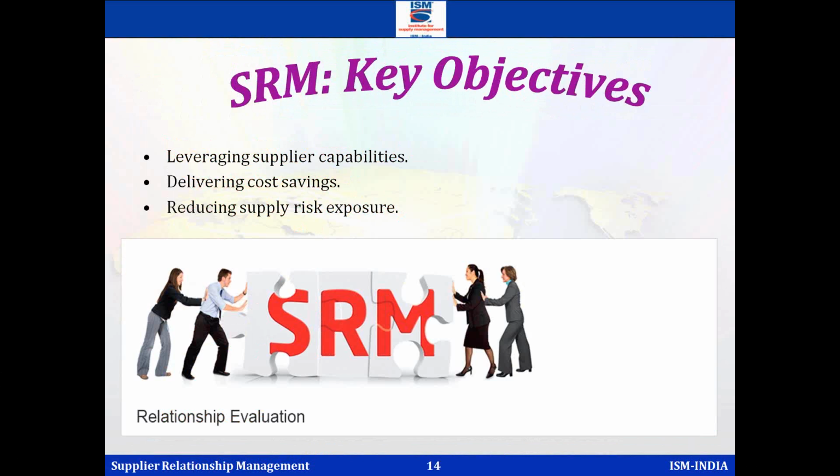Second, I'm looking at delivering cost savings. If we work together, they know my plans very well in advance, systems are connected, and there's trust between the two, so I get cost savings as well. Then there is supply risk exposure. Before I come to know, through a third party, that the supplier is not able to deliver, I know it because we work together. So my risk exposure is cut down and the risk is mitigated. That's how I look at it.